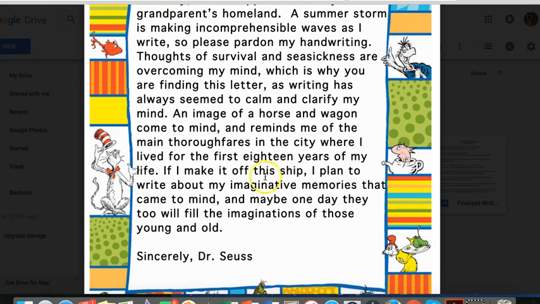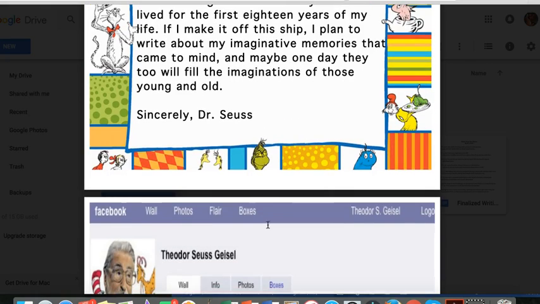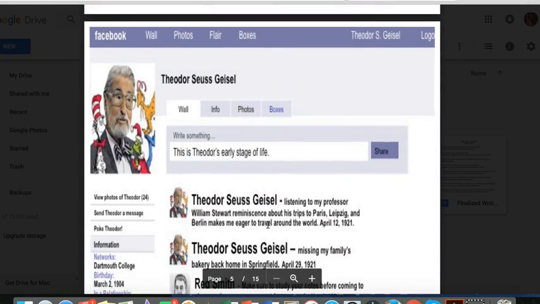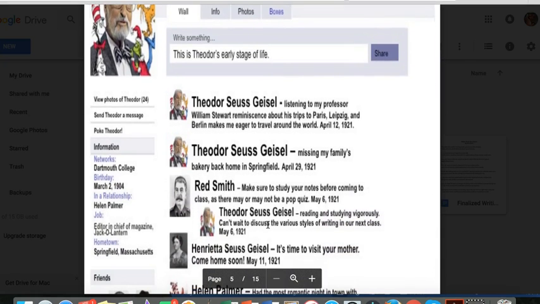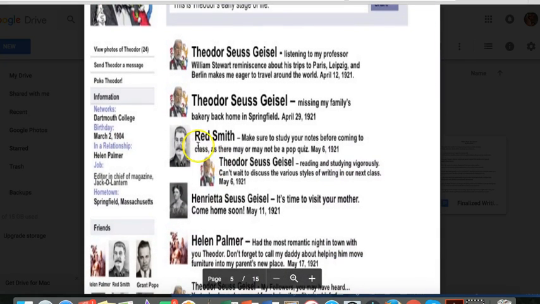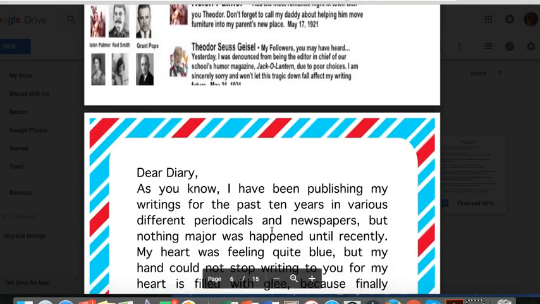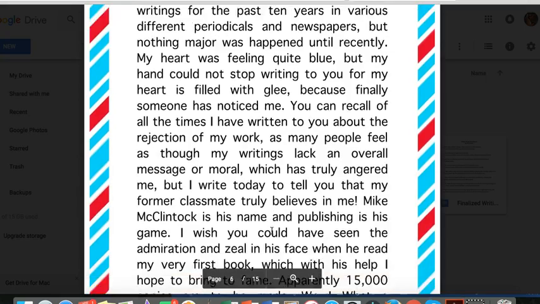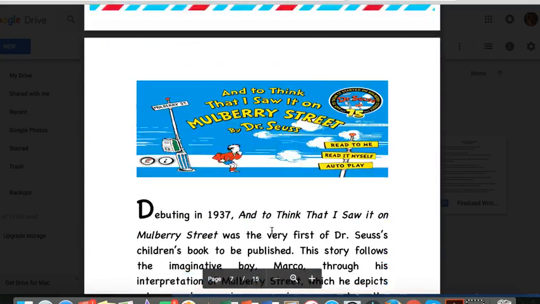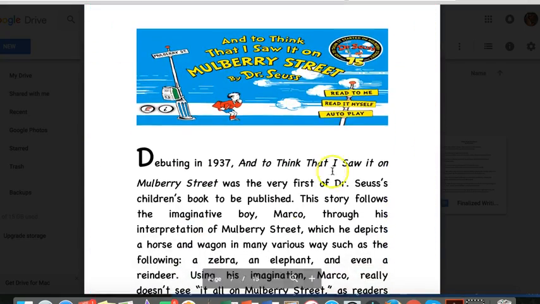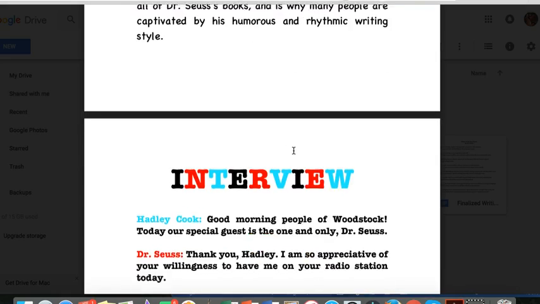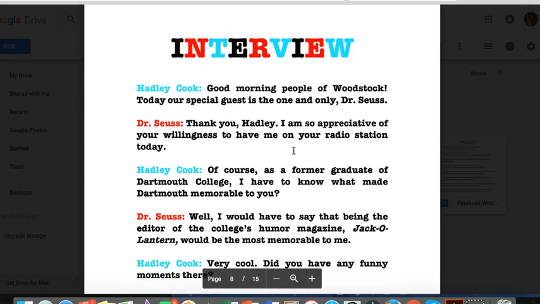It was in his voice using first person. She did a Facebook page to describe him, things that he likes to do, and then people who maybe posted on his wall here. She did a diary entry. She did a press release about his first book, And to Think That I Saw It on Mulberry Street. This was an interview with Dr. Seuss.